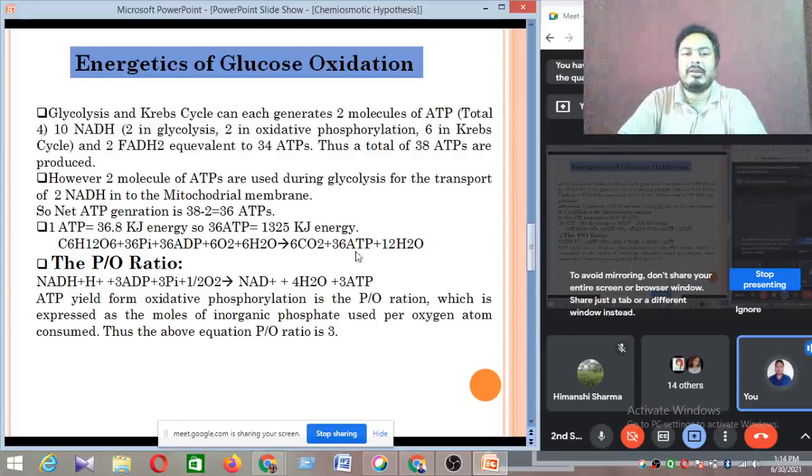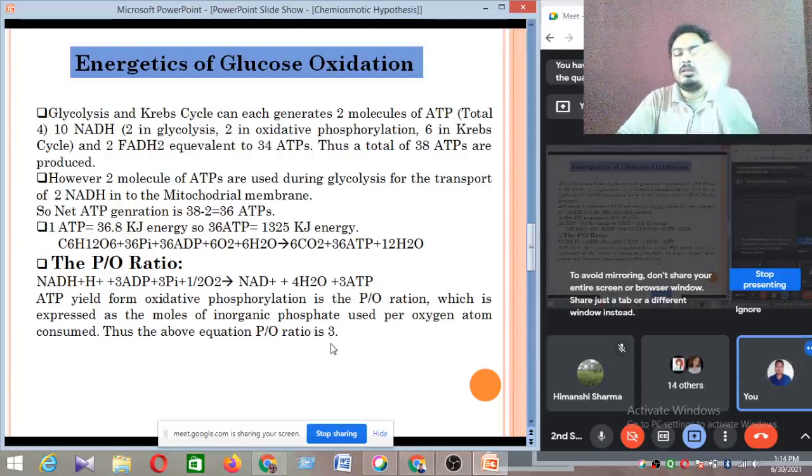Now you can see what the P by O ratio is. P is the phosphate molecule, O is the oxygen molecule. So how many phosphate molecules are used over here? 3 phosphate molecules are used. And how many oxygen molecules are used? Only half. You can say 1 oxygen atom. So 1 oxygen is used, 3 phosphate molecules are used. So P by O, 3 by 1 equals 3. So the total ratio is 3.